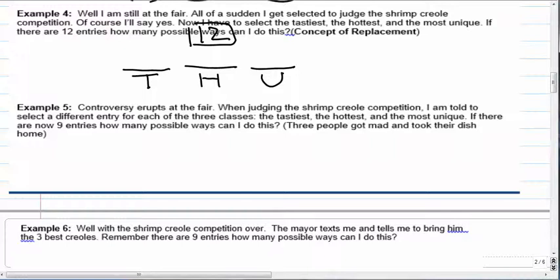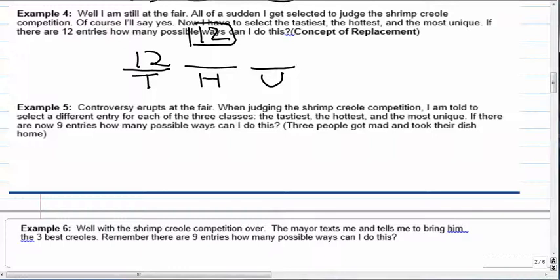Step 3, I start to pick. When I pick the tastiest, there are 12 choices. Now, I have to ask myself, can I put it back? Well, think about it. The way this is worded, if I have the tastiest, it is possible it still could be the hottest. It could be the most unique. There's nothing here that would indicate that somebody's shrimp Creole could not be the tastiest, the hottest, and the most unique of all of them.